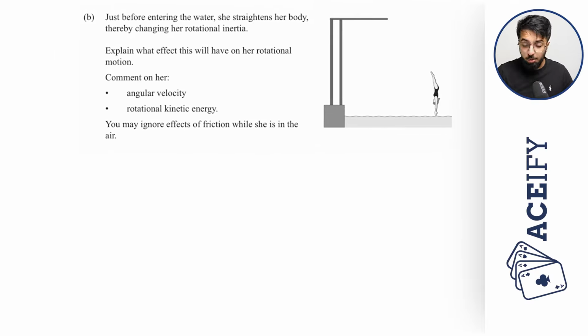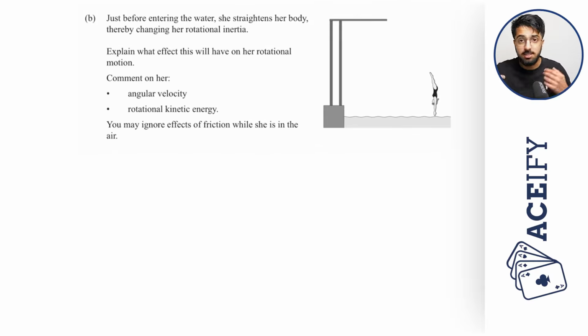Okay, so before she stretches out her body, she is tucked in, right? So therefore, in the before state, more of her mass is closer to her axis of rotation. And therefore her effective radius is decreased. Again, if you don't know what effective radius is, I go through it in my rotational motions video on my mechanics playlist. But in the before state, her effective radius is smaller.